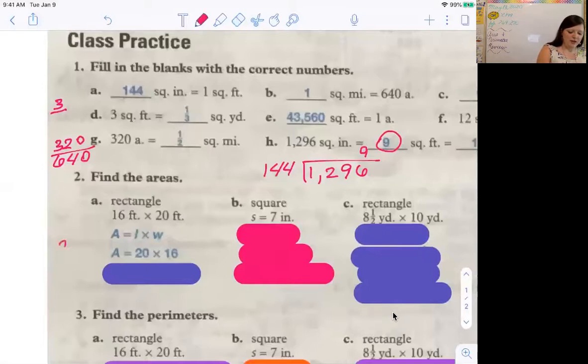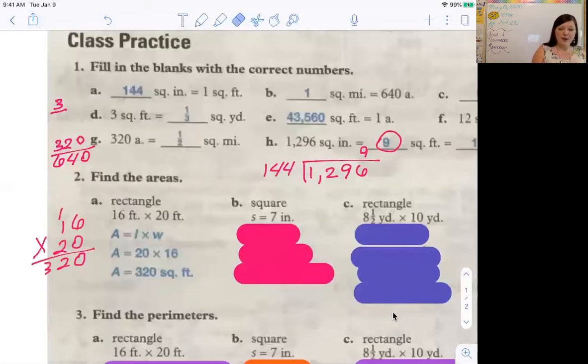Now I'm going to put 20 on the bottom because it's going to be easier for me to multiply that way. 2 times 6, 12, carry the 1. 2 times 1 is 2, plus 1 makes 3. Our area is equal to 320 square feet. Let's move on to find the area of a square.